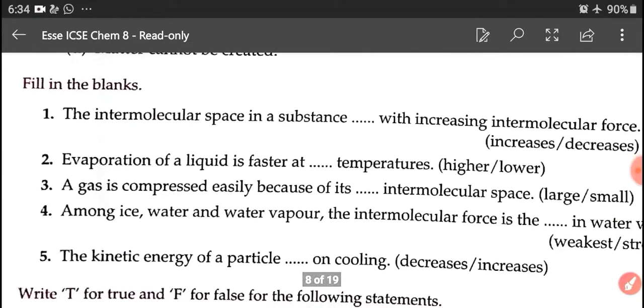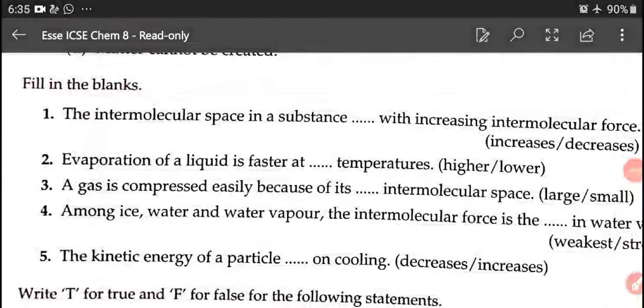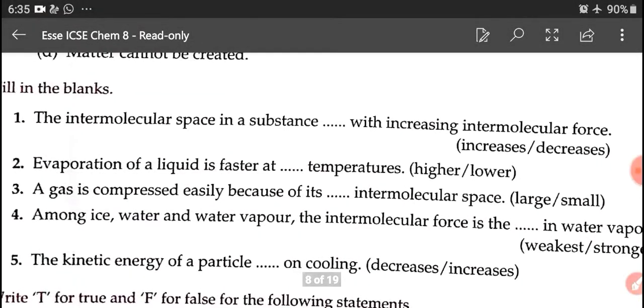Now fill in the blanks. The intermolecular space in a substance dash with increasing intermolecular force. Second option, decreases, is the correct answer. Now second one, evaporation of a liquid is faster at dash temperatures. Higher is the correct answer. Please tick it.